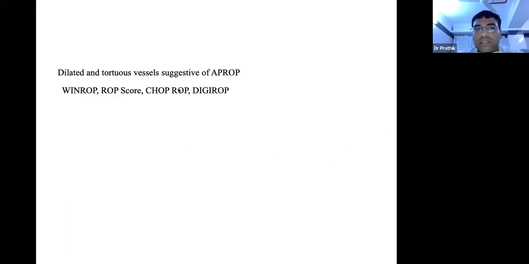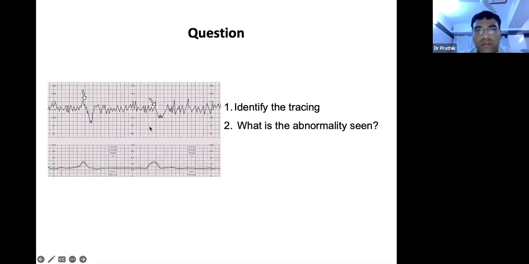So in that slide you saw there was a dilatation and tortuosity of the vessels, and these are the predictive models: WINROP, CHOP ROP, and DIGI ROP. So, can anyone name this tracing? What is the tracing and what is the abnormality?